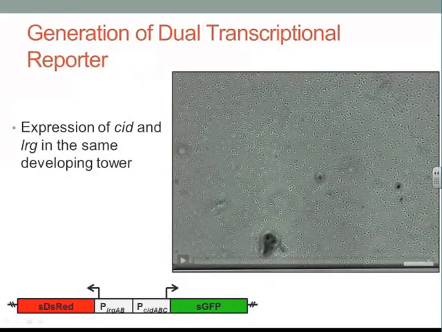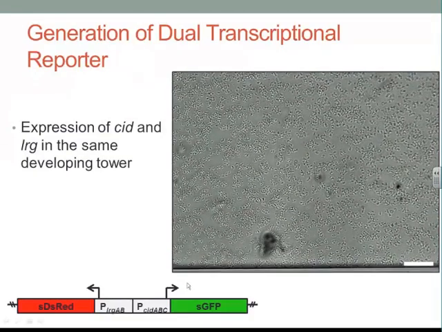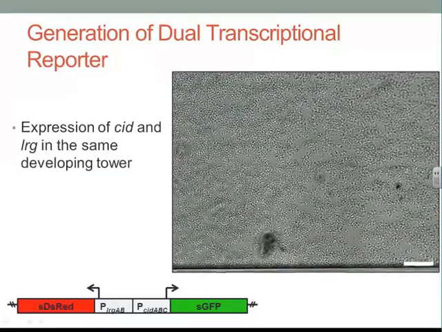So our next question was, okay, we have these towers that are growing, and we see differential expression of the two operons. But are these two actually being expressed in the same tower, or are they two different tower types? So we made a dual reporter transcriptional fusion with a DsRed hooked to lerAB, and sidABC fused to GFP.